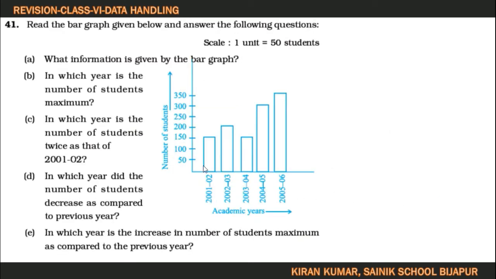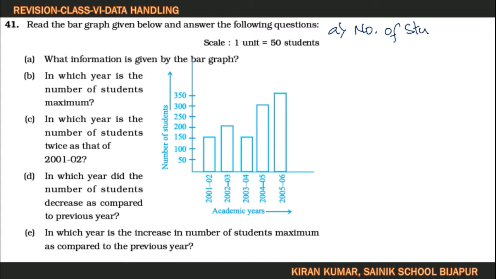Question number 41. Read the bar graph given below and answer the following questions. The scale is 1 unit equal to 50 students. Here the number of students and the academic years have been represented using bar graph. The first question here is, what information is given by the bar graph? Let me write the answers here. The given bar graph shows the number of students in different academic years.